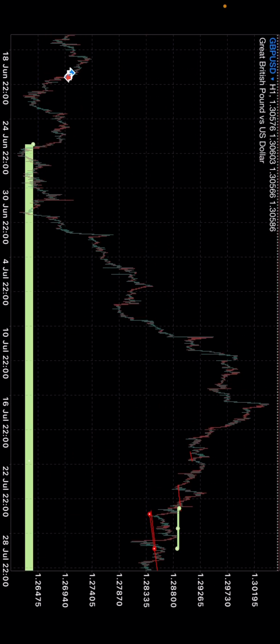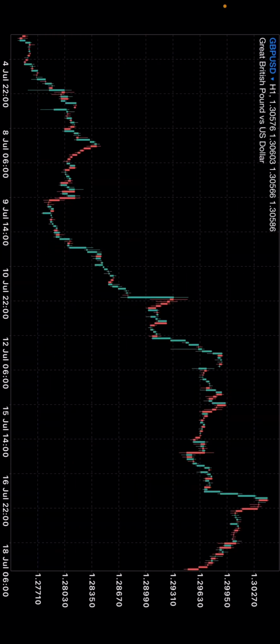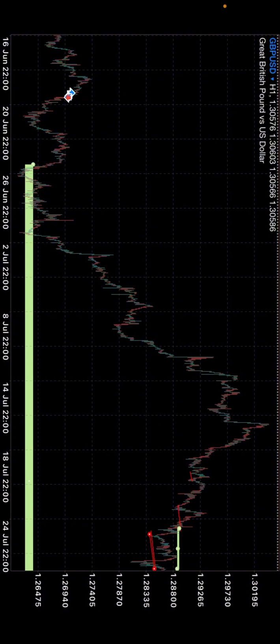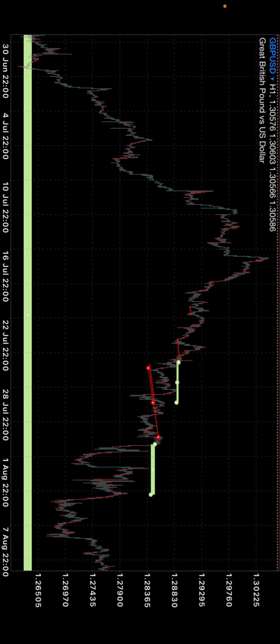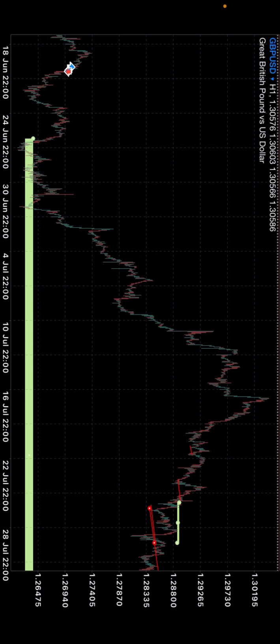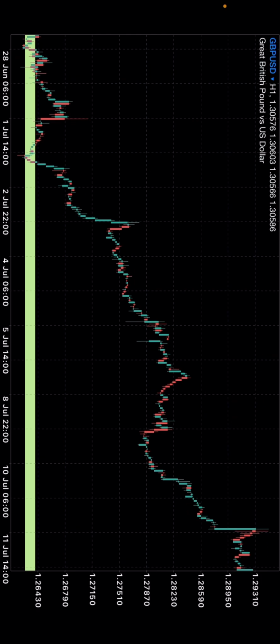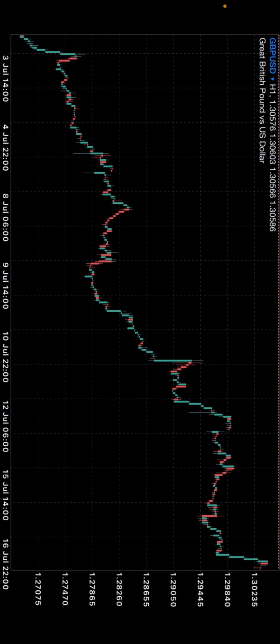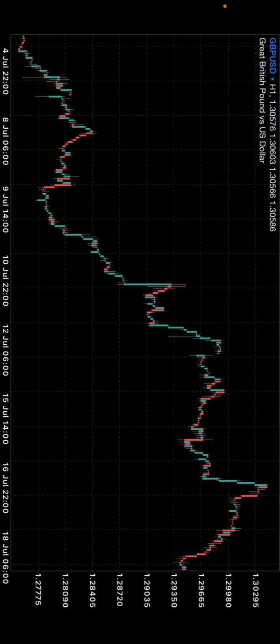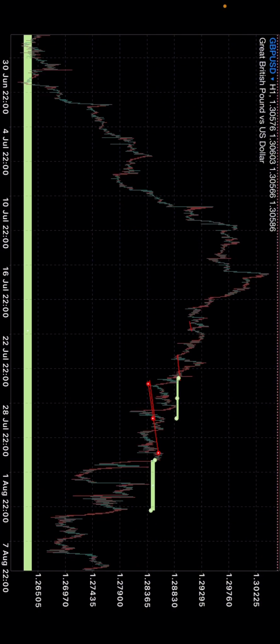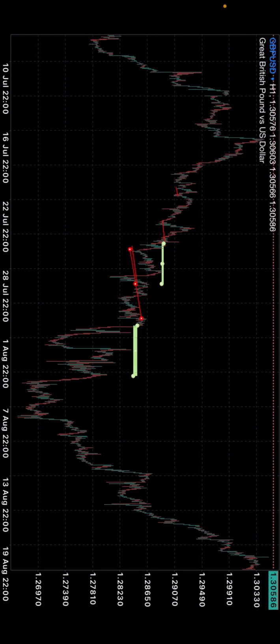Then let's look at another one. Look at an impulsive movement to the upside. Let me zoom in. Look at the impulsive movement to the upside. See, it's forming a series of high, low, high, low. And after everything, it came down.